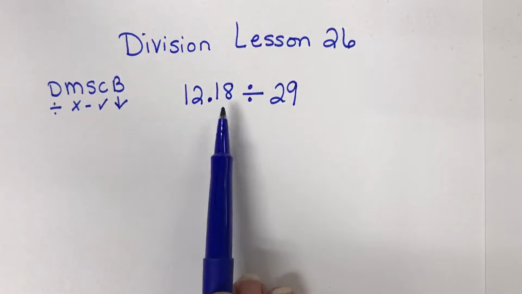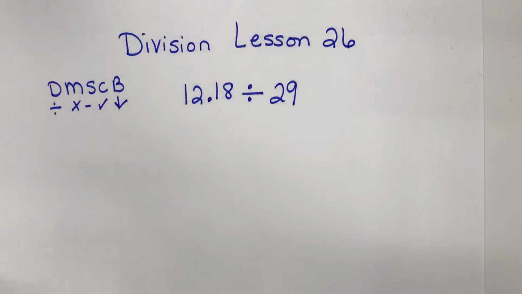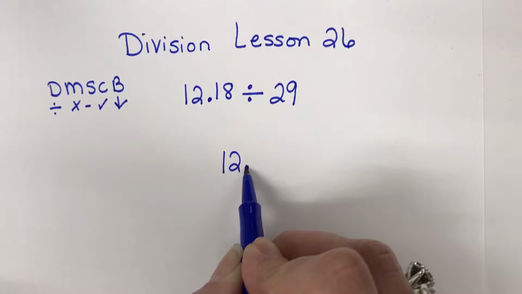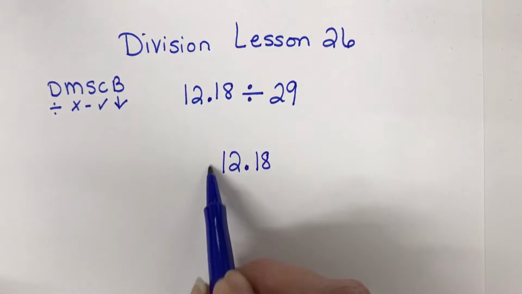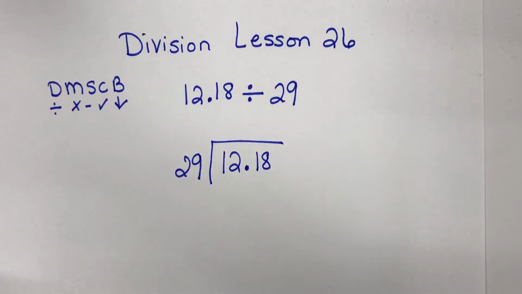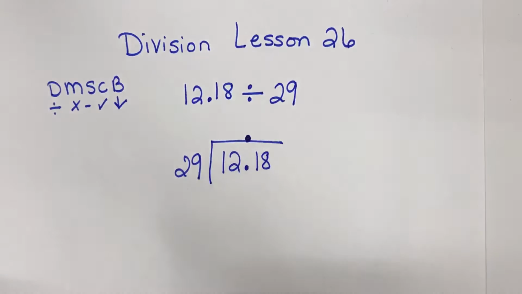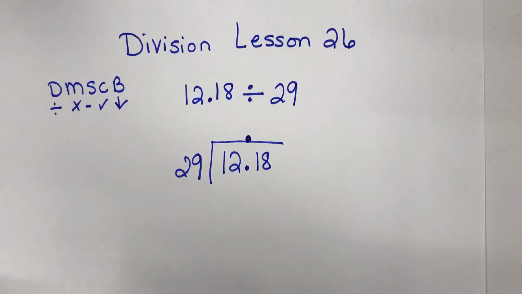We have 12 and 18/100 divided by 29. We're going to set our problem up exactly like we've been doing. Our 12 and 18/100 is going to be divided by 29. If you remember from Module 1 when we did single digit divisors with a decimal, we started out by making Superman fly our decimal up to our division bar. You always need to put the decimal in your quotient first before you start dividing.